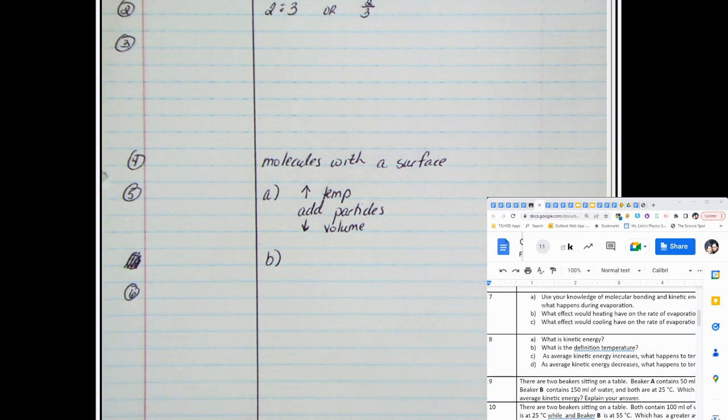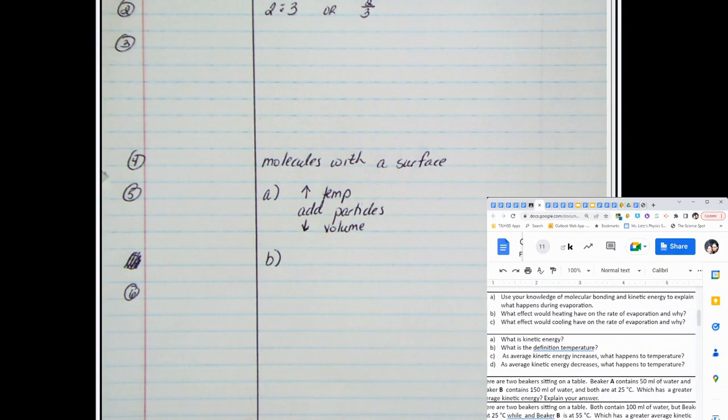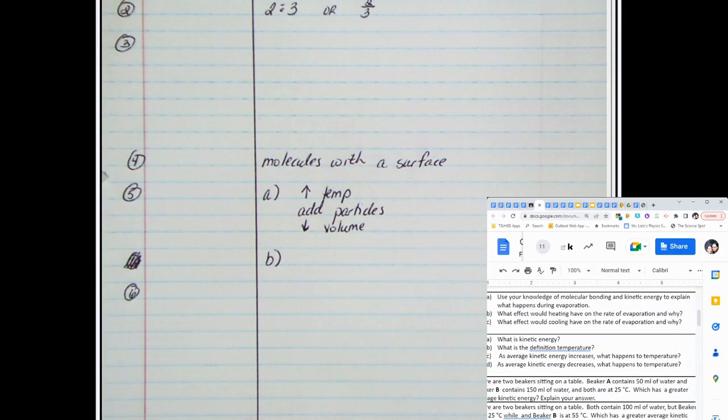All right, number 7 says use your knowledge of molecular bonding and kinetic energy to explain what happens during evaporation. B, what effect would heating have on the rate of evaporation? Why? And C, what effect would cooling have on the rate of evaporation and why?